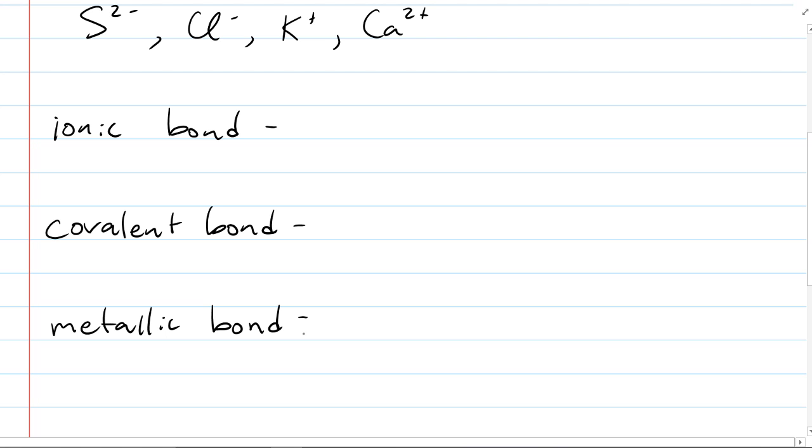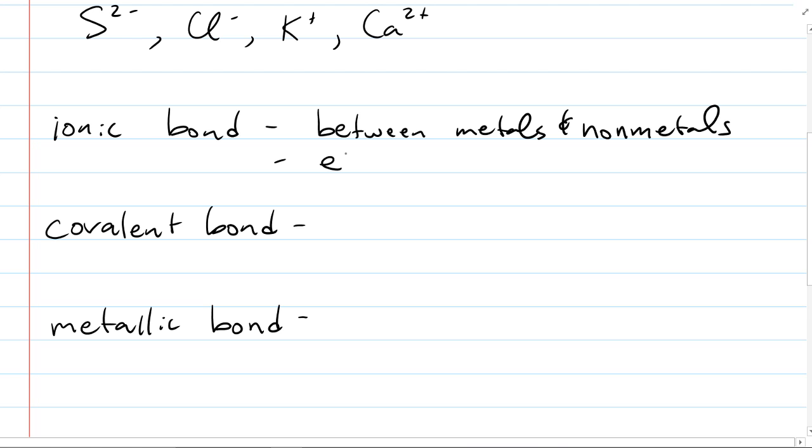And what are some characteristics of substances that have ionic bonds? Right, between metals and nonmetals. What is another characteristic? Electrons are given, or we would say that they are transferred. Exactly. So electrons may be transferred from metals to nonmetals. So that's the main distinction.